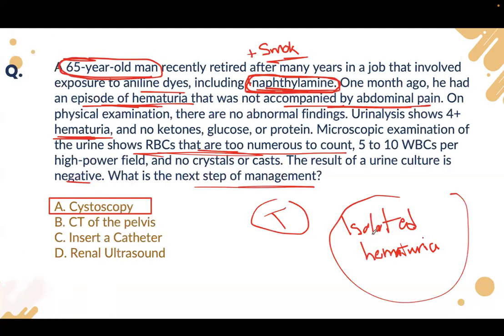You get me? So here we don't do CT, because we're not suspecting stone. Insert a catheter. Catheters are usually inserted for patients who have not urinated for a long time, which would result in urinary retention and accumulation of urine in their bladder, causing a very uncomfortable and painful sensation. So this patient does not fit into this criteria, so we can rule it out. Renal ultrasound, okay, it might be considered. However, the picture here in this question is more of bladder cancer, which is why we can rule it out and choose cystoscopy.